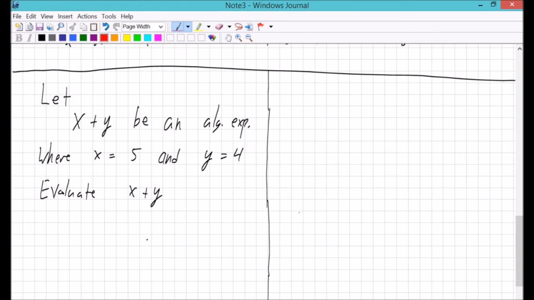Well, to evaluate means to plug and chug. So we would evaluate by plugging in 5 for x and then 4 for y. And then we would simplify as much as possible afterwards. 5 plus 4 is 9. So for my justification on the side, I would say sub 5 for x and 4 for y, then perform operations.